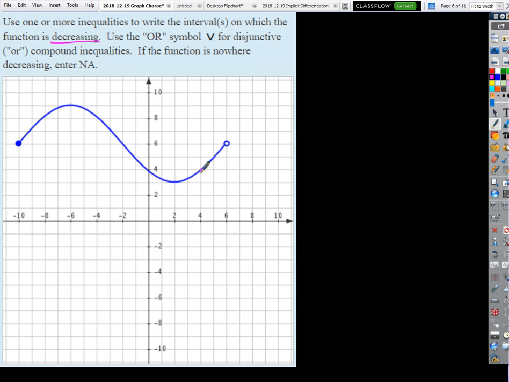Down to the right. So as the ant walks in the positive x direction, from left to right, is the ant going uphill or downhill? If the ant is going downhill, then the function is decreasing as he moves in the positive x direction. If it's going uphill, then it's increasing, right? Everybody agree? Okay. So let's define the places where the function is decreasing.